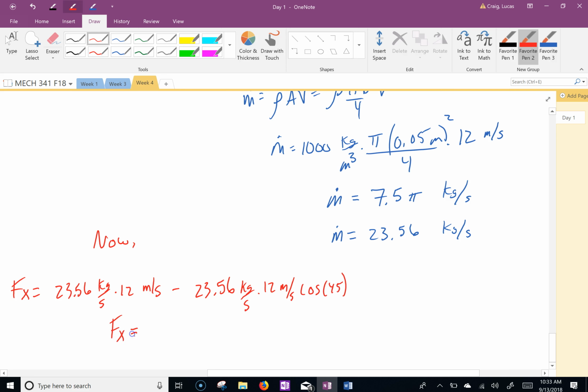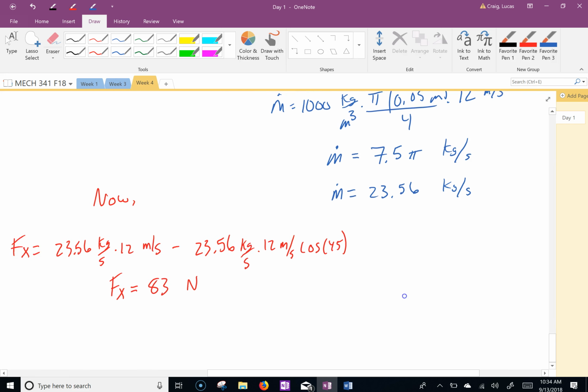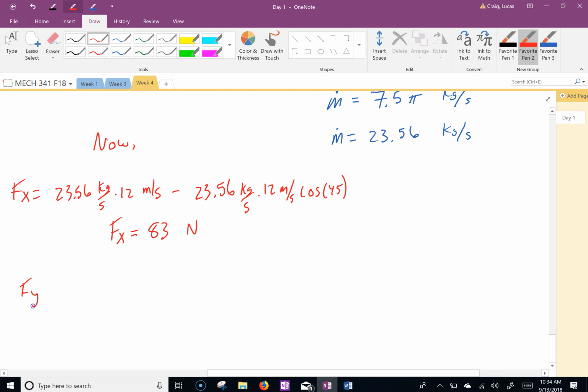And if you can check, they got 83 newtons. I think that's what I had, right? In last year's notes. And then in the y direction, that was just m dot times 12 meters per second times sine of 45, and that becomes 200 newtons. Is that right?